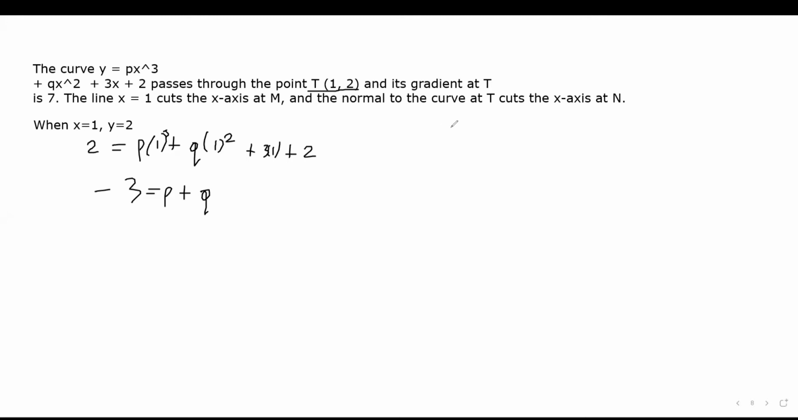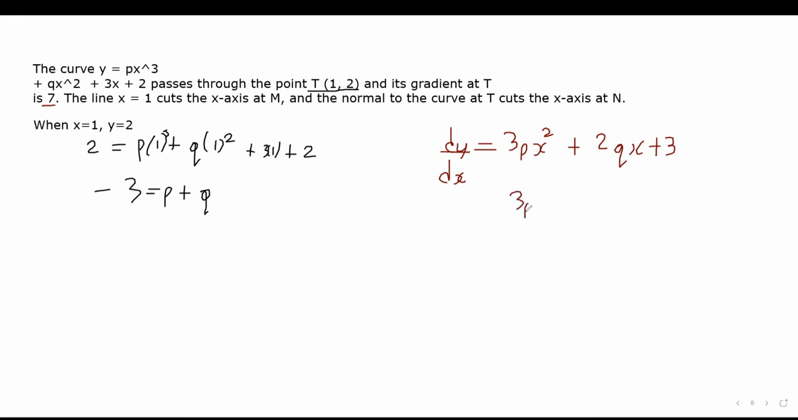So, Marika, to find the gradient, we differentiate. If y is px cubed, dy by dx is equal to, carry down the power, 3px squared. Then we differentiate qx squared, we get plus 2qx. And when we differentiate 3x, we just get plus 3. Nice, so that's the gradient function. This is dy by dx. Now it tells us that the gradient is equal to 7 at the point (1, 2). So we can plug in x equals 1 in here and set it equal to 7.